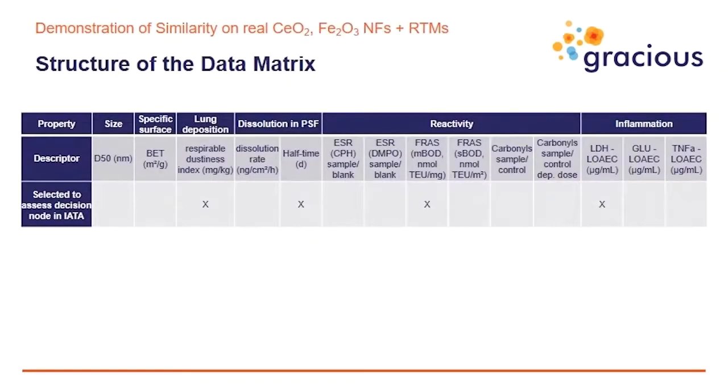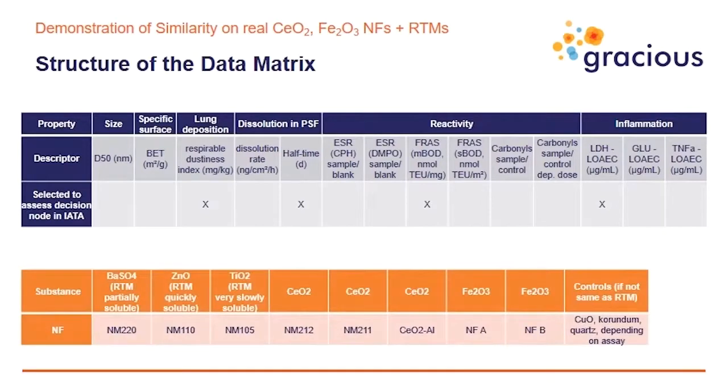This slide shows the structure of the data matrix for a particular hypothesis. It includes properties: size, specific surface, lung deposition, dissolution, reactivity, and inflammation, each with one or more scalar descriptors. For example, for dissolution, we have dissolution rate and half time. We can then use the entire data matrix or only the four properties marked with crosses, which experts identified as the best ones for this particular hypothesis. Once we have identified the properties, we can apply different similarity methods.